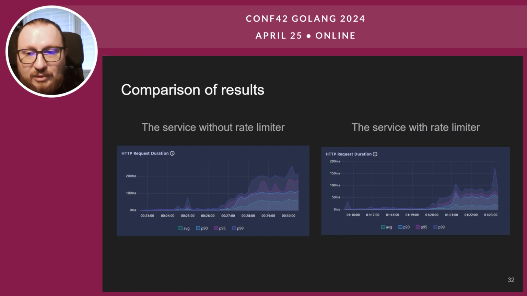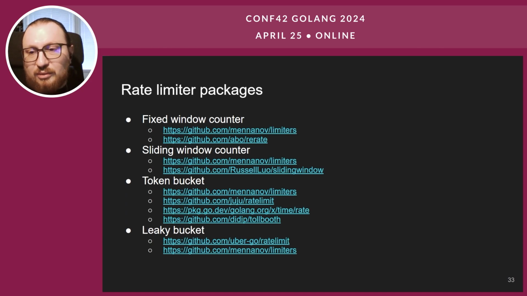Also, you will likely need a distributed rate limiter that can be implemented in a separate service, for example, in the API gateway or other solutions. In addition, on this slide, I provided the list of different implementations of rate limiters in Golang.